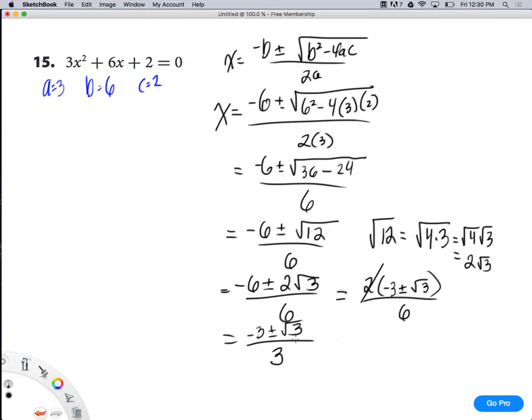You see? Does that make sense? Now I separate them. Negative 3 minus radical 3 over 3 and negative 3 plus radical 3 over 3. Does that make sense? You guys understand this? Good. Does that make sense? Okay.